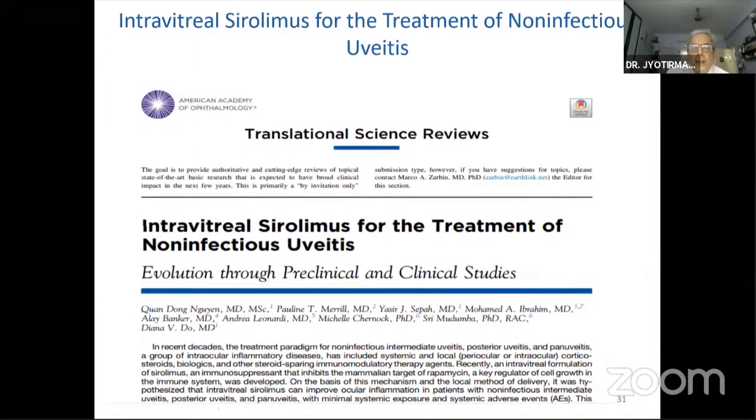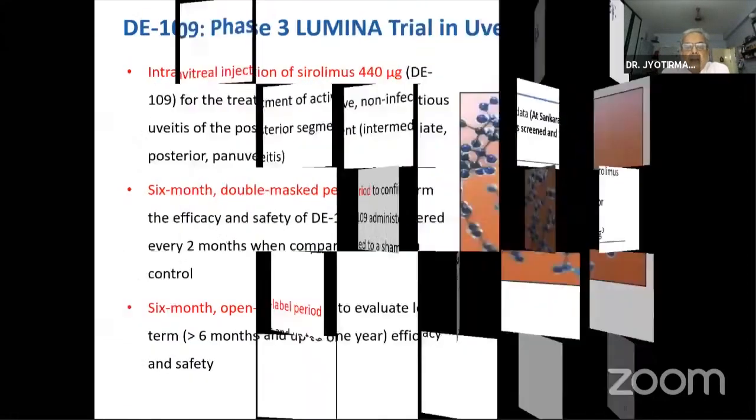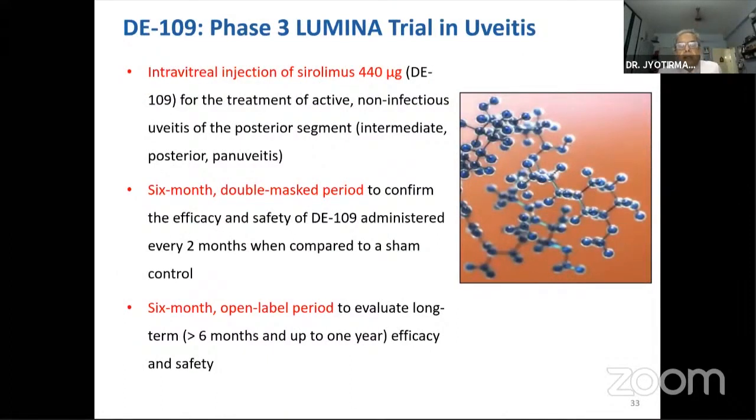So today we are in phase 3, currently enrolling. It has gone through the Sakura 1 and Sakura pharmacokinetic studies, and now the Lumina study is going on. Intravitreal injection of sirolimus is given at 440 microgram, with a 6-month double-mask period to confirm efficacy and safety, and a 6-month open label period to evaluate the long-term efficacy and safety of this drug.